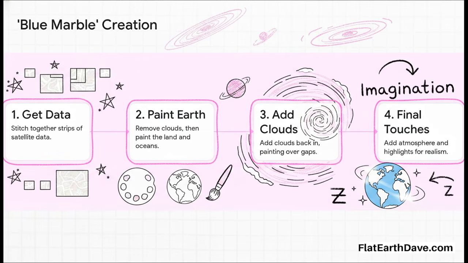So the source really drills down on this process, arguing that these images are more about artistry than reality. Simon himself explained how he had to stitch together data, paint in colors, and even add clouds back in. The video points out he said he had to use Command-Z a lot, the undo button, to create the world as he imagined it should look.